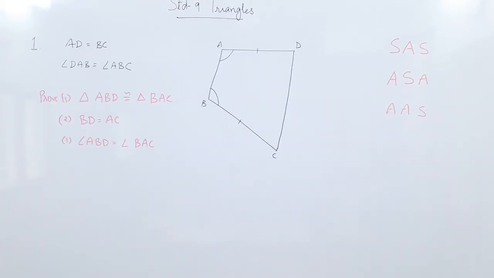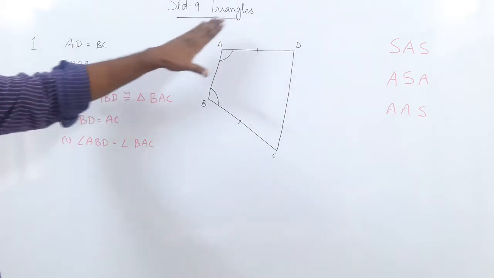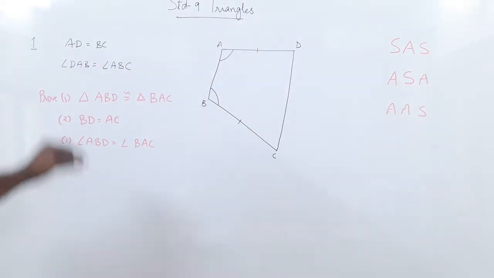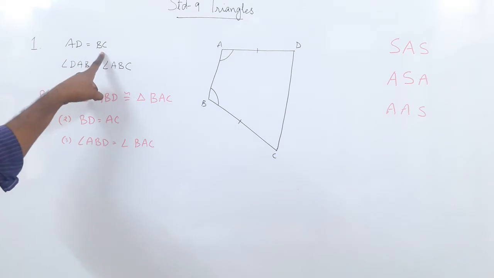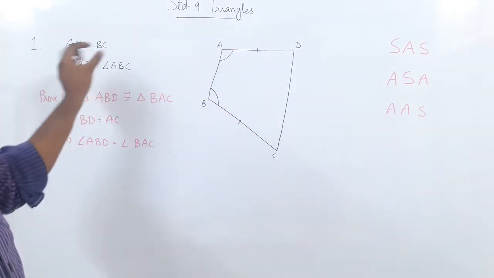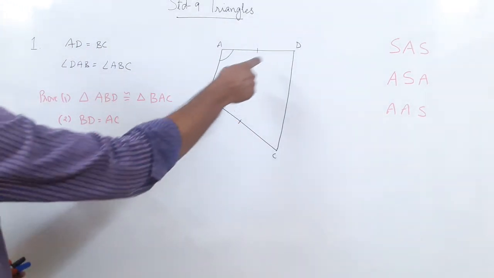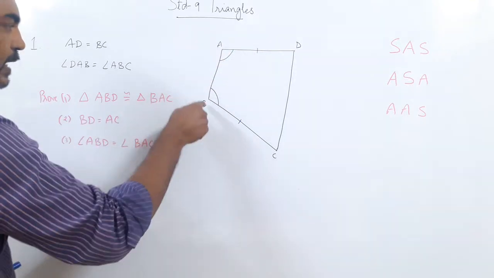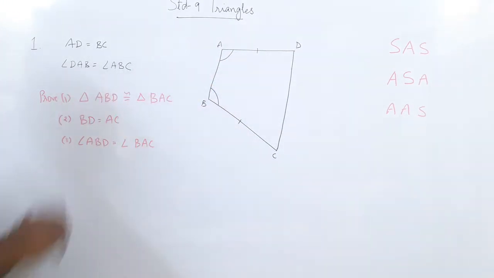Okay, what have we given in this sum? Again we are given a quadrilateral ABCD. We are given AD equal to BC. See here, what is given to us? We are given a quadrilateral ABCD in which AD and BC both are equal, that is given, and angle DAB equal to angle ABC. This angle and this angle are given equal.